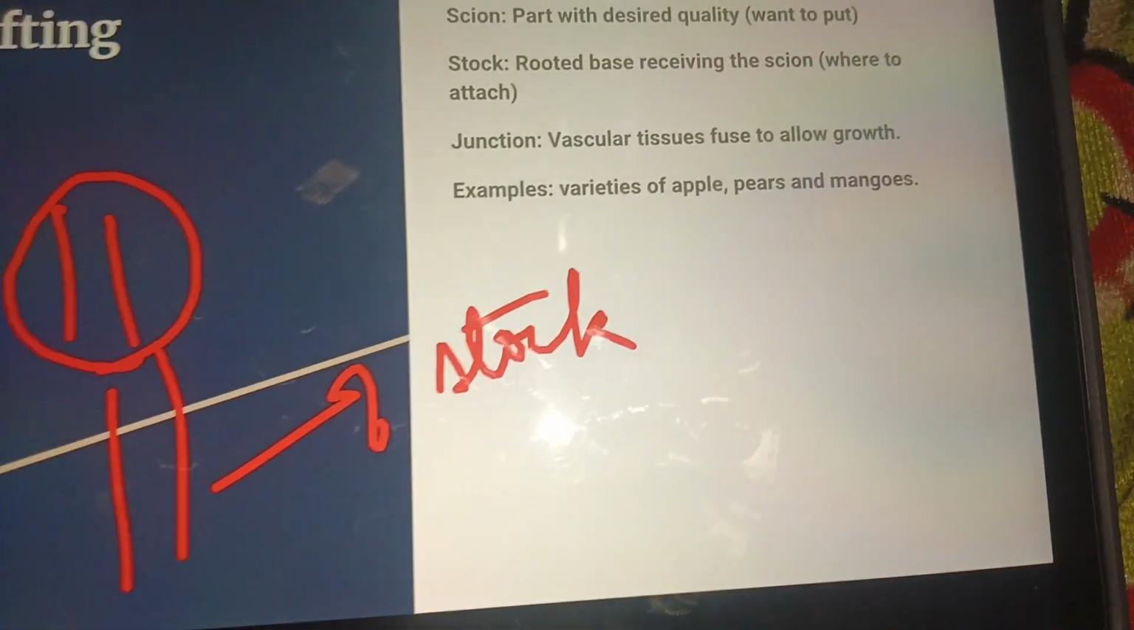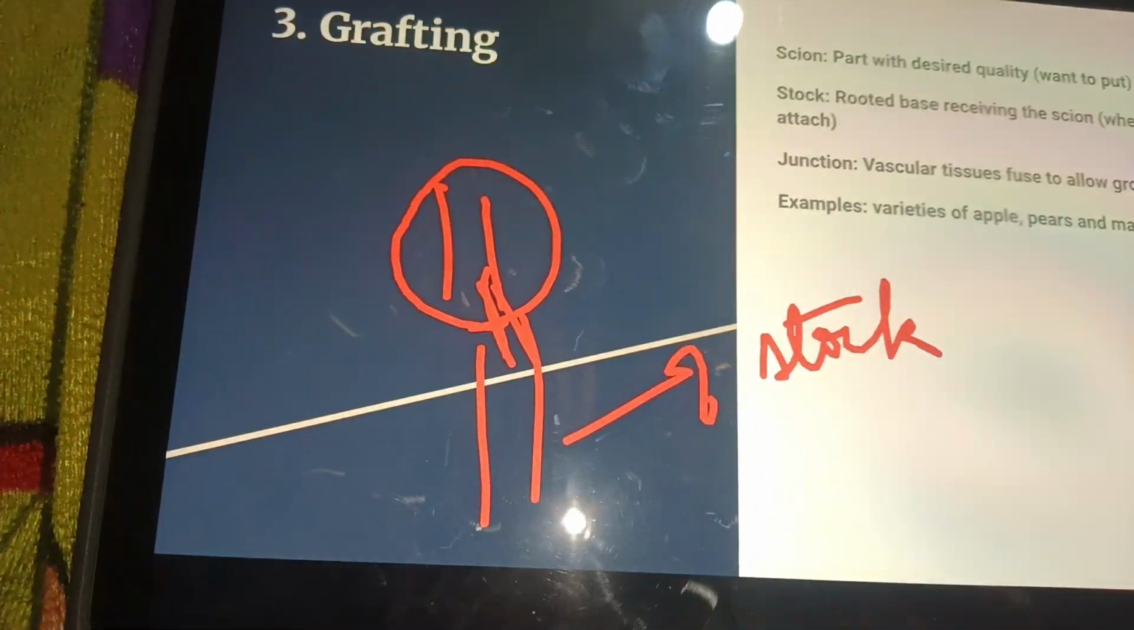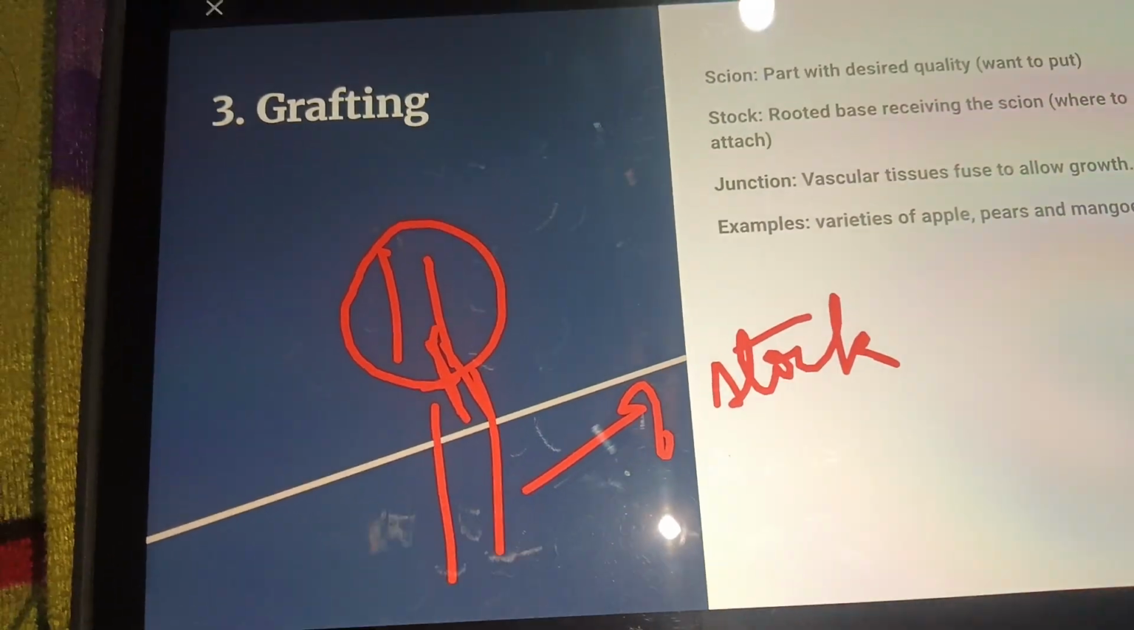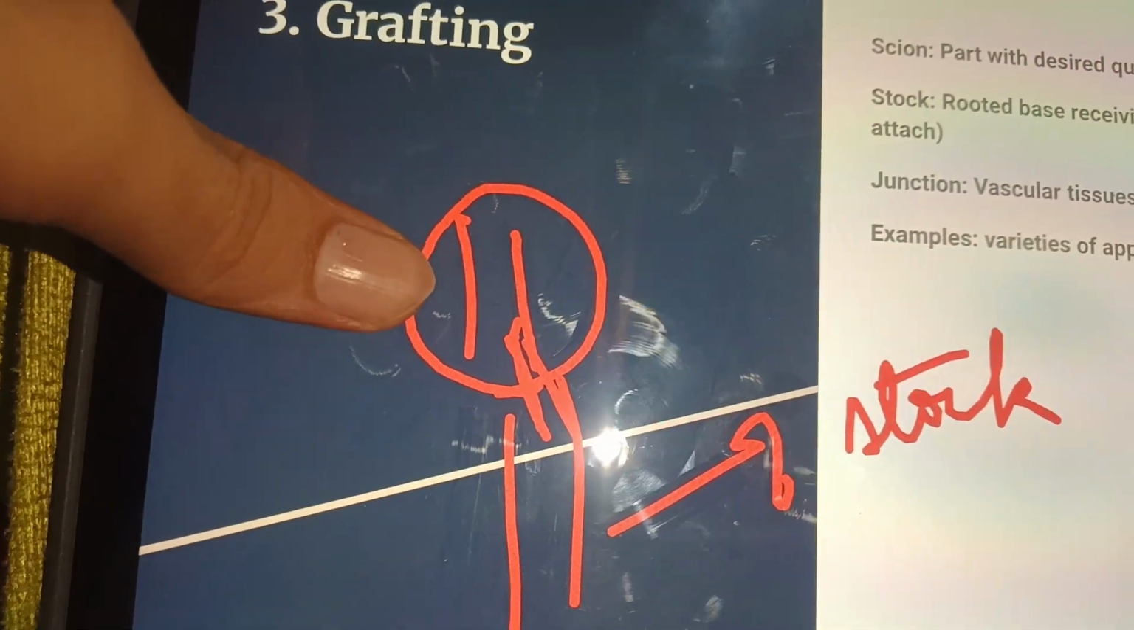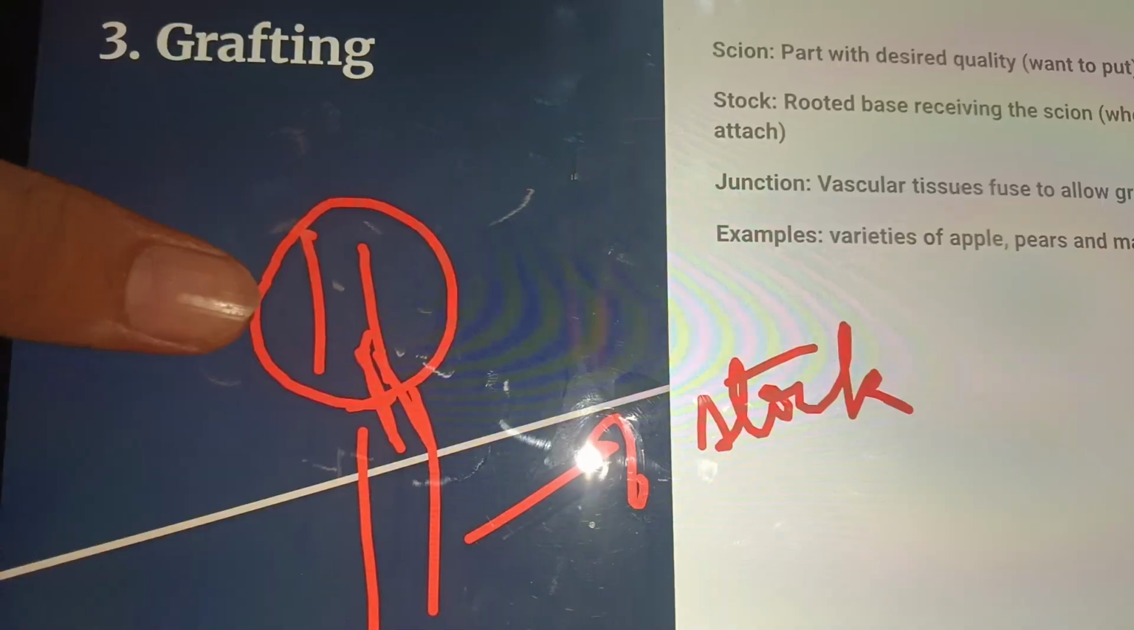Is that clear? Junction means where these two plants' vascular tissues, xylem and phloem, fuse together.